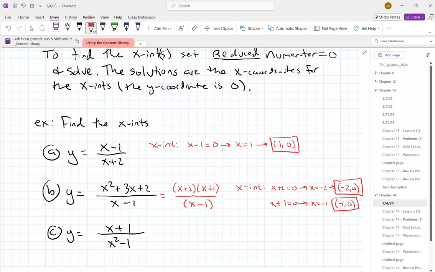So you can have one x-intercept, you can have multiple x-intercepts, right? Let's look at the last one here. Again, we're going to start by trying to reduce, so we'll start by factoring. X squared minus 1, does that factor? Yes, that's 2 terms. It's a difference of 2 squares. What does it factor to? Very good. Do we see anything to reduce? The x plus 1's reduce.